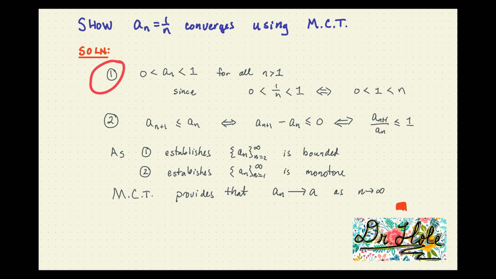We've shown that it's bounded, that it's monotone. We may therefore apply MCT, and MCT provides that it will converge. MCT doesn't tell you what it converges to, only that it does converge. Nice. Let's do one more example where we'll do an algebraic computation of the actual limit.